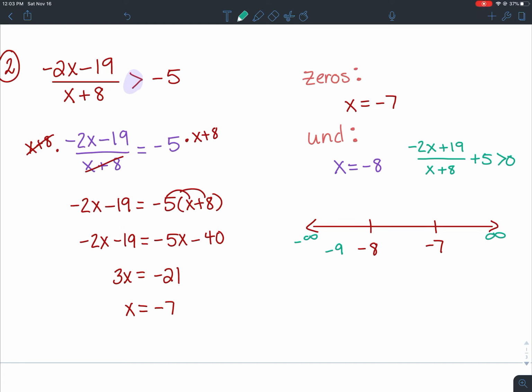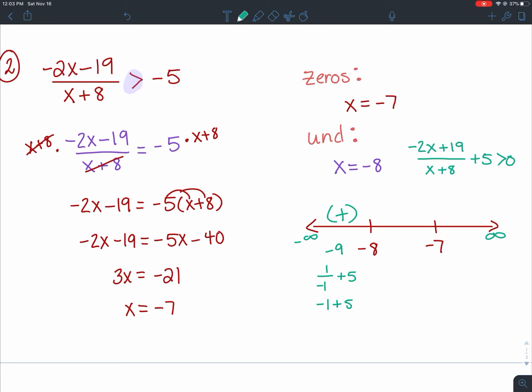this one you're probably going to have to figure out your actual values, not just the signs. So if I plug in negative 9, what do I get? I get negative 18 plus 19, so I get 1 over negative 1 plus 5. So negative 1 plus 5 is positive. This section is positive. Okay?